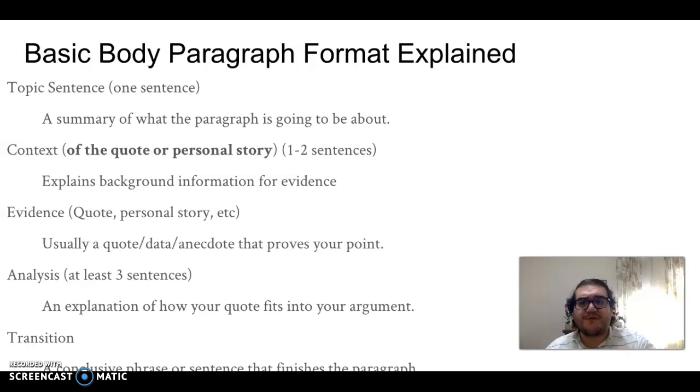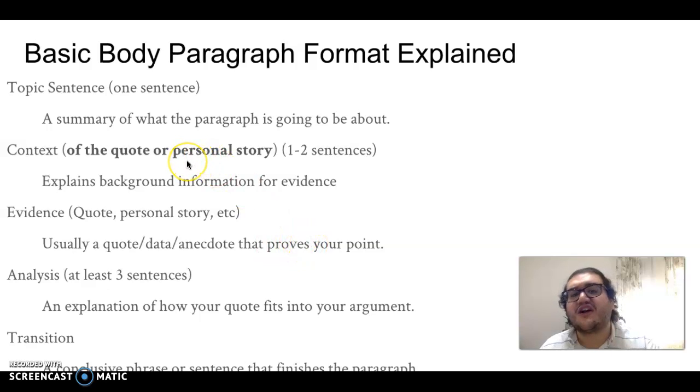Context. Notice the bullet portion, right, of the quote or personal story. Context has nothing to do with your argument, and context only pertains to where your evidence is coming from. If you don't know what evidence is, your evidence is your quote or personal story or whatever it is that the essay prompt is asking you to use to support your ideas, right? So usually your evidence is going to be a quote, data, or anecdote that proves your point, right?